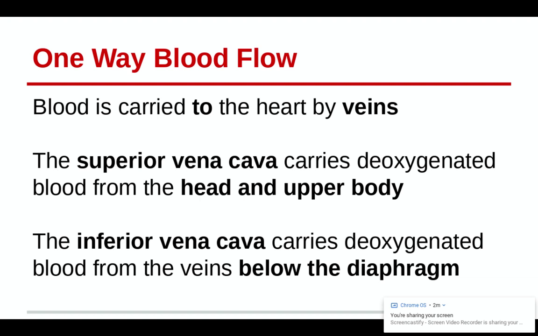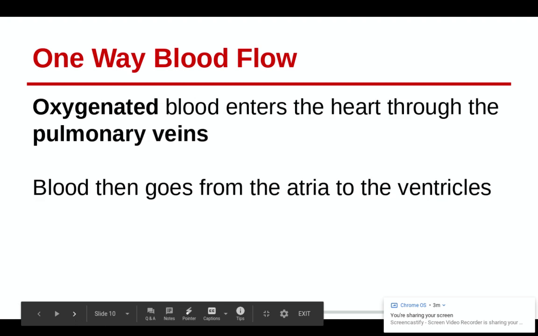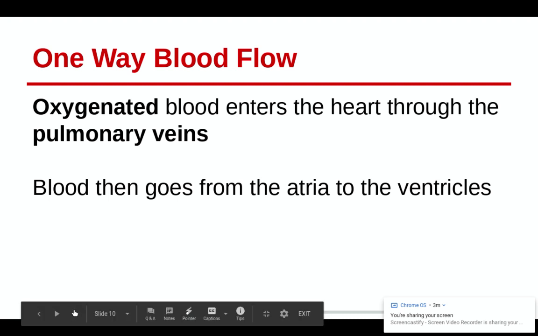Blood is carried to the heart by veins. The superior vena cava carries the deoxygenated blood from the head and upper body down to your heart, and the inferior vena cava is the major vein that carries all the deoxygenated blood from the veins below the diaphragm. Oxygenated blood enters the heart through the pulmonary veins. Blood then goes from the atria to the ventricles.